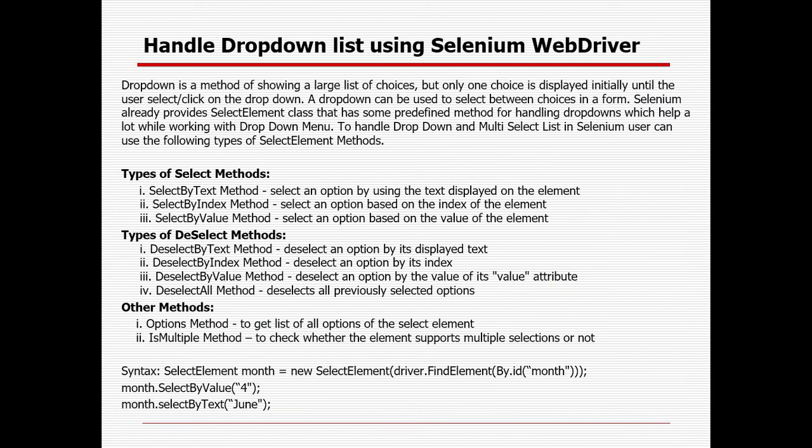So what is a drop-down? In a web page, whenever you are navigating, you will find some sort of drop-down where you can select one, or sometimes you can select multiples, sometimes you can unselect multiple, sometimes you can select only one, right? These are the kind of drop-down fields.